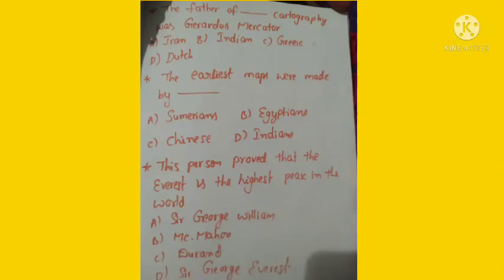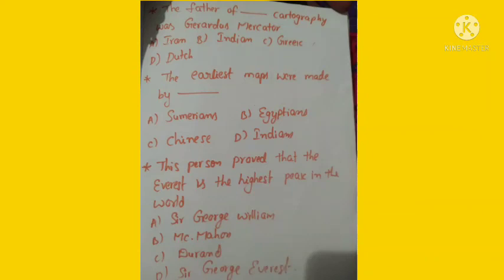The father of dash cartography was Gerardus Mercator. A. Iran, B. Indian, C. Greek, D. Dutch. The answer is D. Dutch. Next one. The earliest maps were made by dash. A. Sumerians, B. Egyptians, C. Chinese, D. Indians. Answer is A. Sumerians.